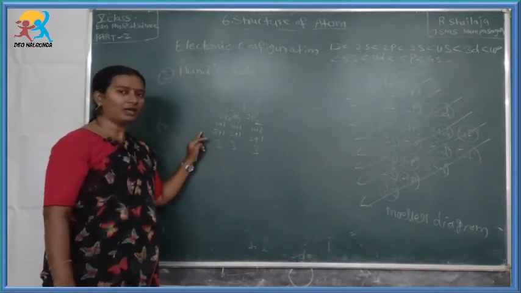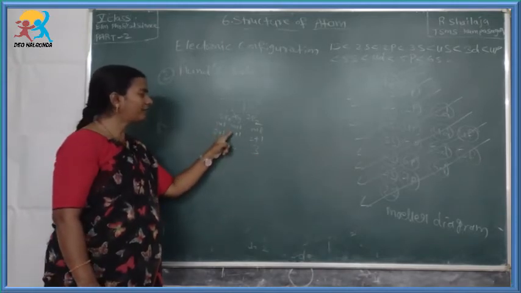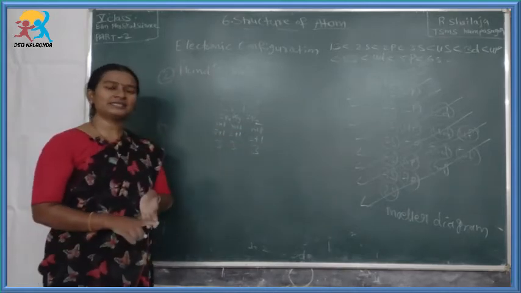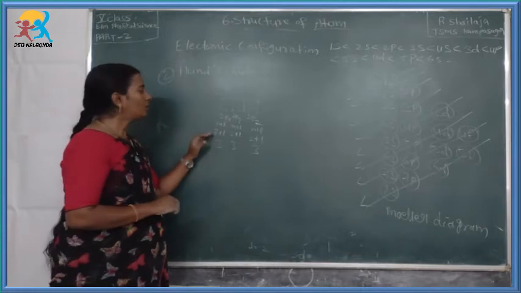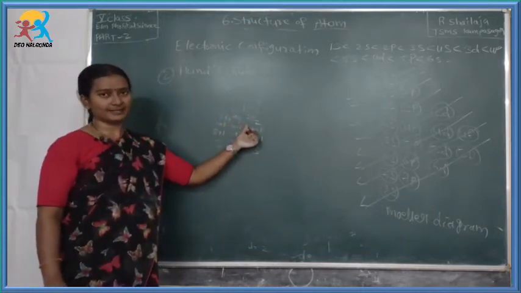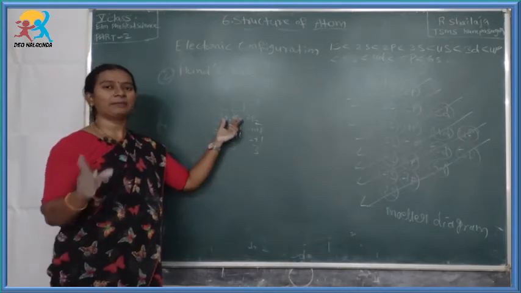Next you consider the n value. Here the n value is 2, here the n value is 2, here the n value is also 2. So the 3 orbitals have the same n plus L value and the same n value. So what do we call these orbitals? Degenerate orbitals. These degenerate orbitals have the same energy.